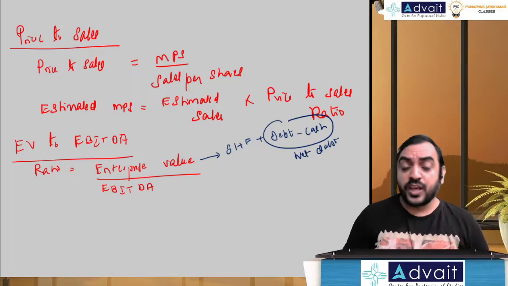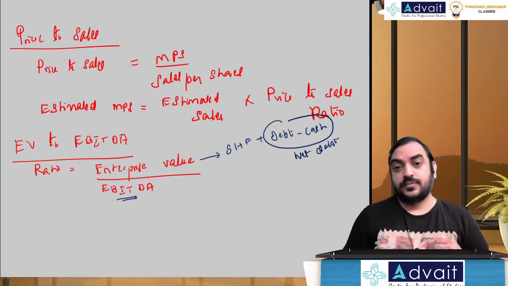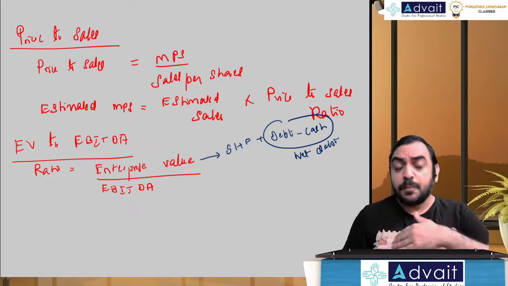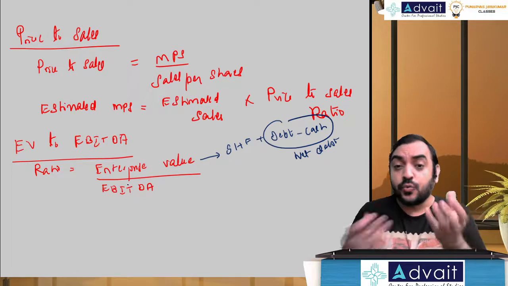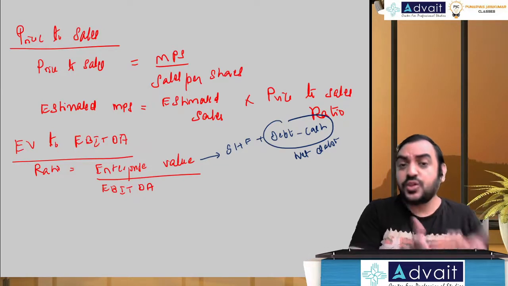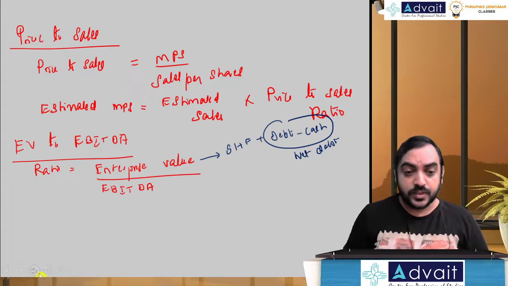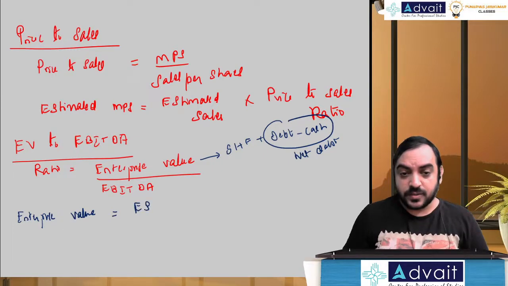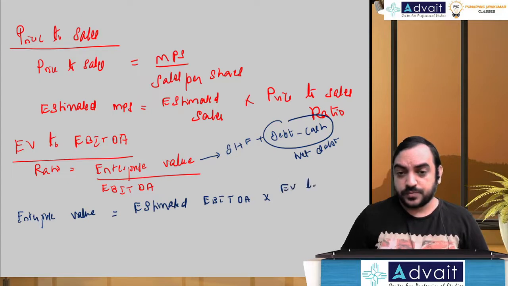That's why we are going for before interest, before tax. That is, before considering the impact of debt, what are the earnings you have? And based on that, you would like to value the company. So enterprise value is calculated by estimated EBITDA, earnings before interest, tax, depreciation, amortization, multiplied by the ratio. That is the EV to EBITDA ratio.